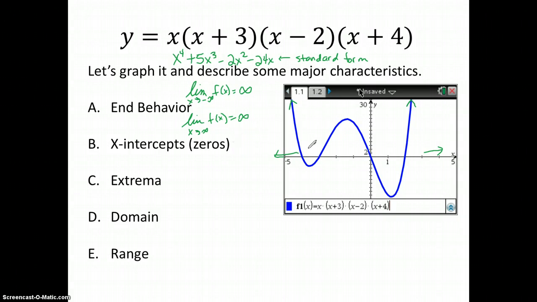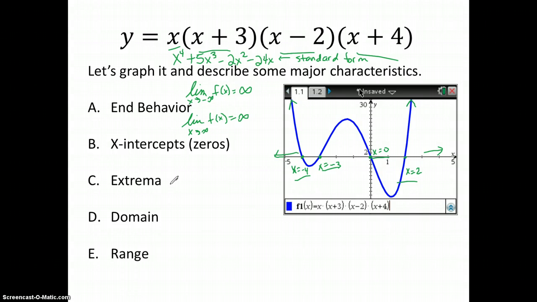Let's take a look at the x-intercepts. Well, notice here we have x-intercepts, here, and these 2 points. We have 4 of them. That's interesting. We have it at x equals 2, x equals 0, x equals negative 3, and x equals negative 4. Well, that's pretty interesting. They might have something to do with the factors. Okay, so those are the x-intercepts.